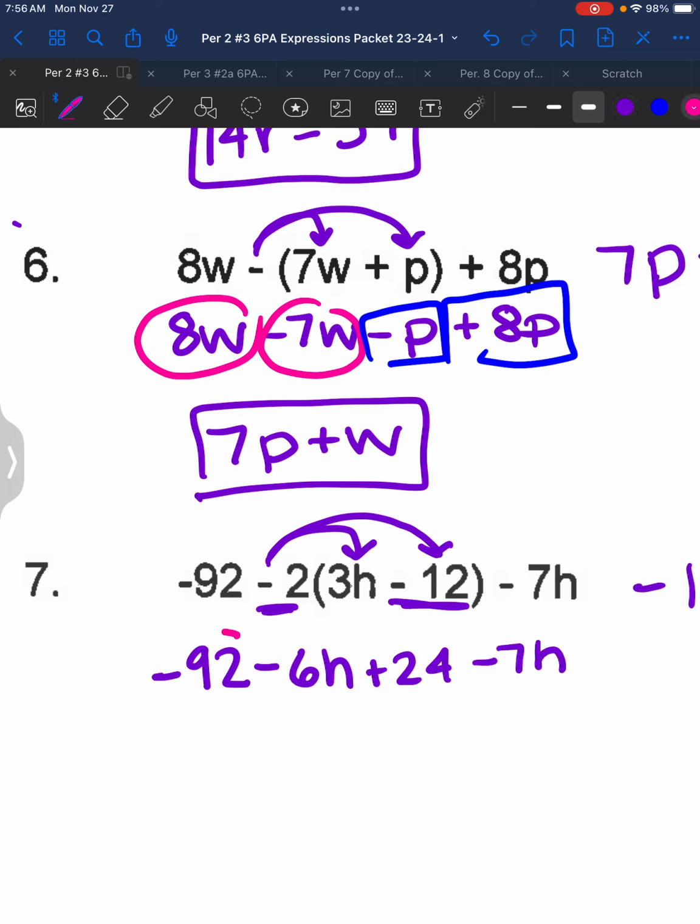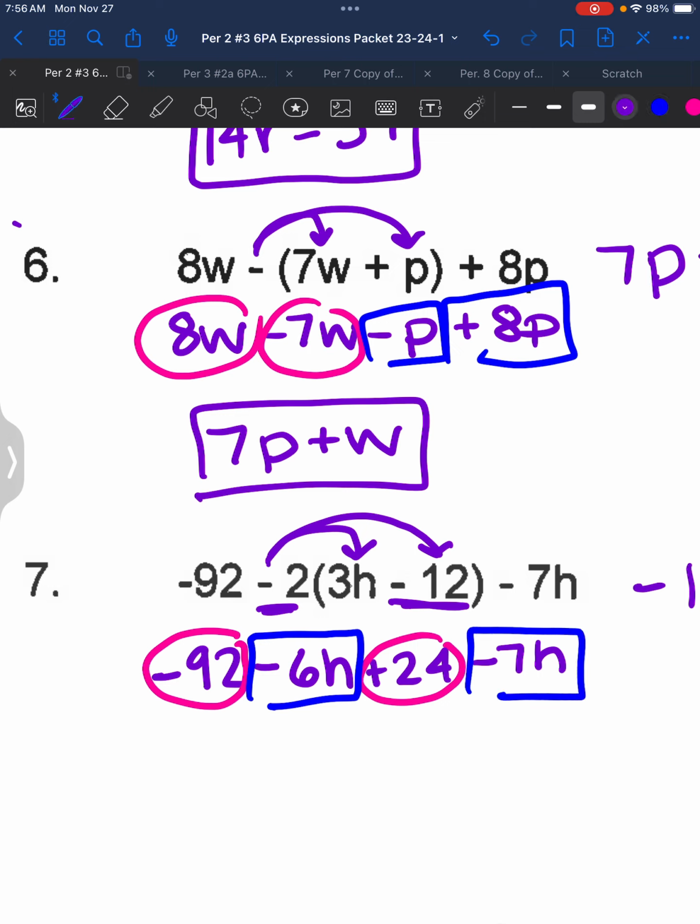All right, so let's see. I got constants, and then I have h terms. Constants are going to go last, so I'm going to start with my h terms. Negative 6 and negative 7 give me negative 13h. Negative 92 and positive 24 give me negative 68.